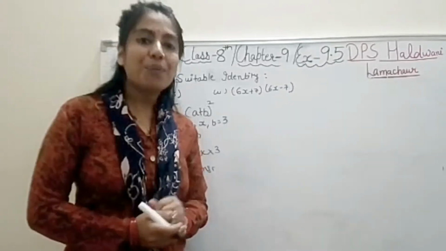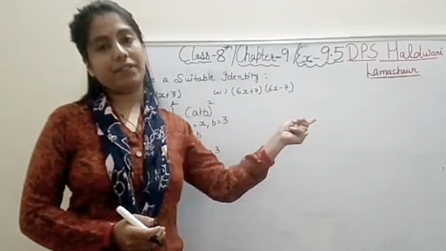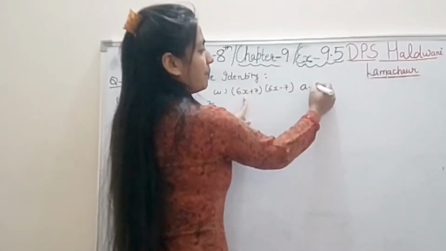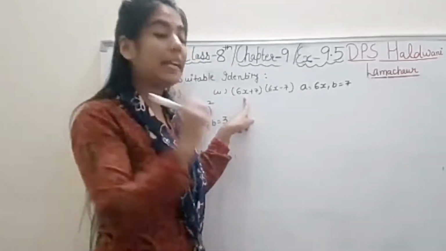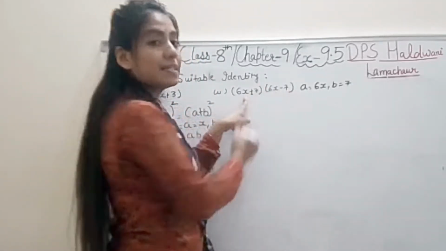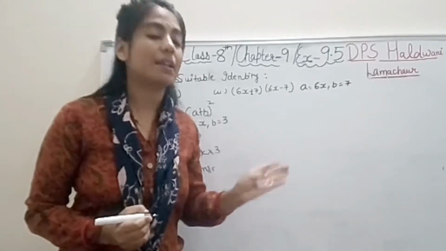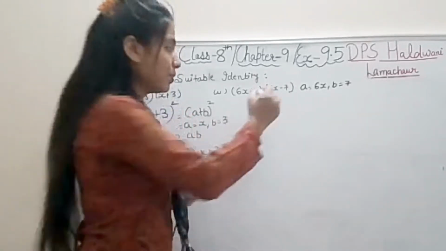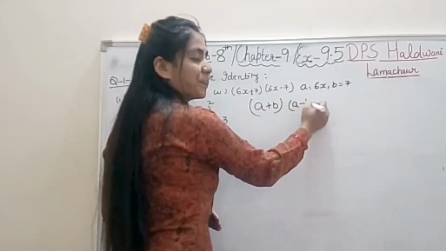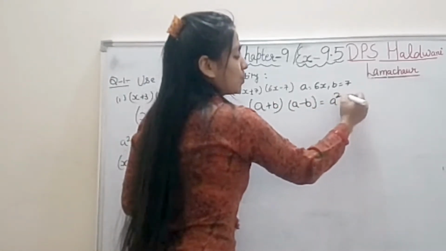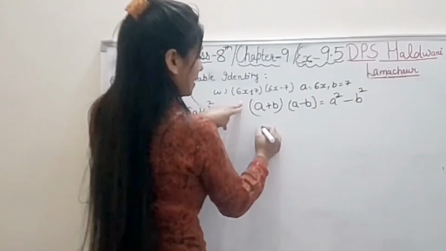Right students? Now coming to the second part: (6x plus 7)(6x minus 7). It means a is the same and b is also the same, 7, but the sign is different. Here is plus, here is minus. In the first question both signs were the same, but here the signs are different. So it is (a plus b)(a minus b), and this formula is a square minus b square. Right? So simply a is (6x) square.